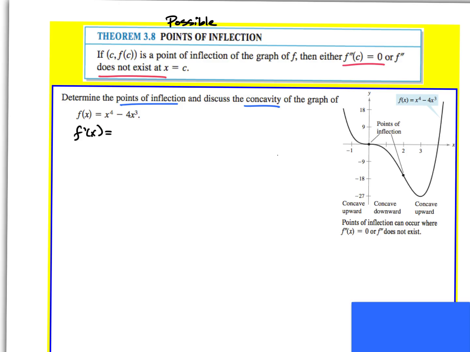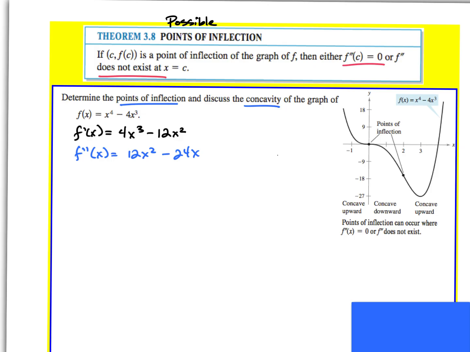So f prime would equal what? 4x cubed minus 12x squared. All right, and so then we need to get to the second derivative. And so f double prime would equal what? 12x squared minus 24x.